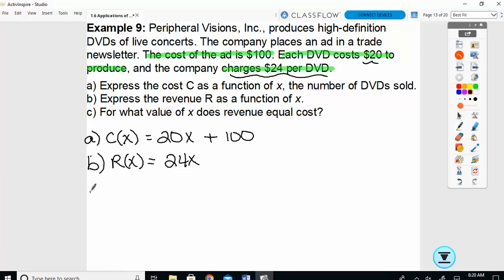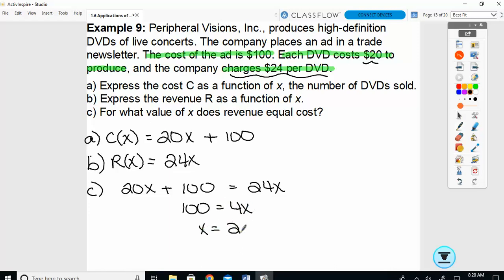And then part C. I'm asking you to find what's called the break-even point. I want to know, when does revenue equal cost? So what should I do? Plug it in. So my cost equals my revenue. If we subtract over the 20x, divide by 4, we get 25. So we have to sell 25 DVDs to break even. If we sell more than that, we make money. If we sell less than that, we lose money.